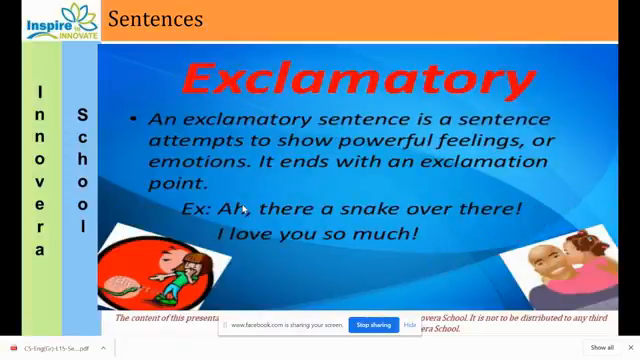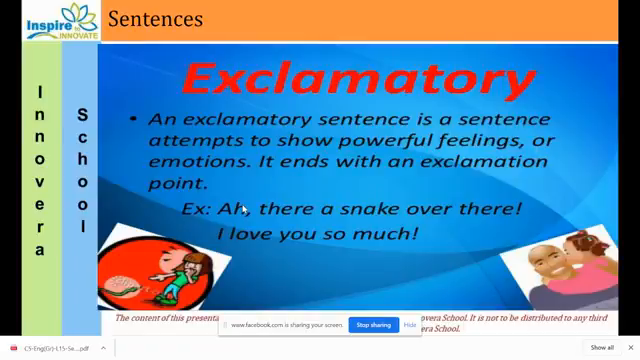Next is exclamatory. What is an exclamatory sentence? Whenever you need to show your feeling, your emotion, your happiness or whatever, such kind of feelings, we use an exclamation mark. When we are using an exclamation mark, it always comes in the end.